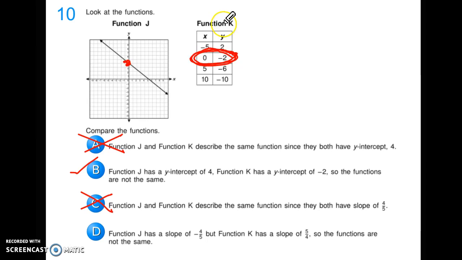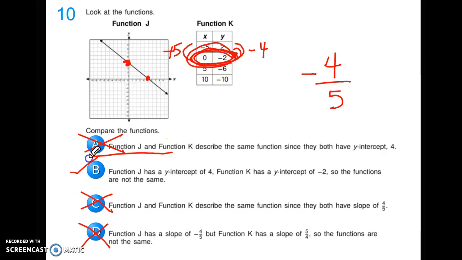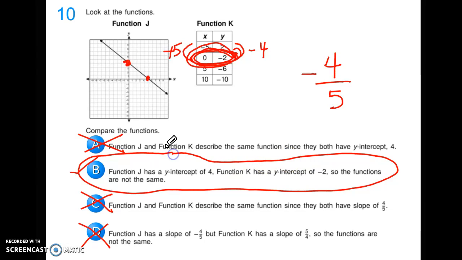Well, we did talk about function K having a negative slope, but let's just see how I know that. If you look on the X or the input side, I'm adding 5 each time. And then on this side, I am subtracting 4 each time. So that would be -4/5. And this slope is also -4/5, but again, what is the difference? It is the y-intercept. So the only one that makes sense is B.